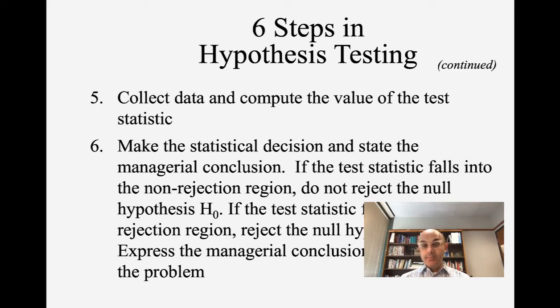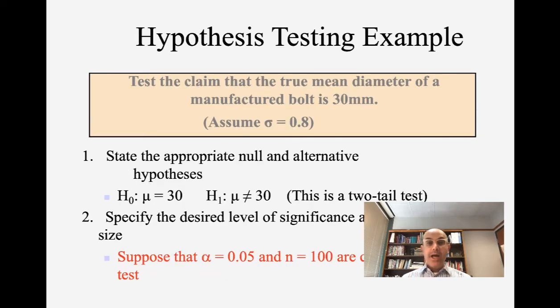And 6, make the statistical decision and state the managerial conclusion. If the test falls into the non-rejection region, do not reject the null hypothesis. If the test falls into the rejection region, reject the null hypothesis. Express them in numerical values in order for you to have some context for the problem.